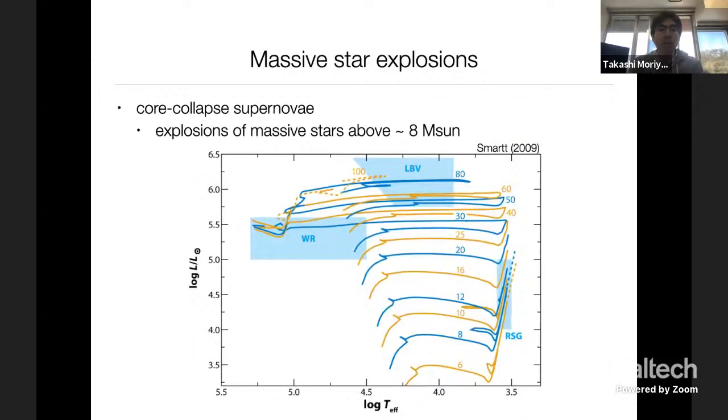And in this talk, I will focus on massive star explosions, or core-collapse supernovae, the explosions of massive stars above about 8 solar masses. This is an HR diagram, and theoretically we expect red supergiants sitting here, and also Wolf-Rayet stars sitting around here as supernova progenitors. We also know some luminous blue variables explode. But in this talk, I will focus on red supergiants because of the limited time. And I will talk about what supernovae will tell us about the mass loss of red supergiants.